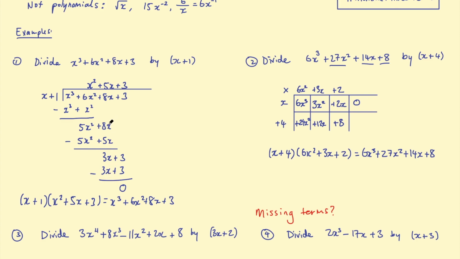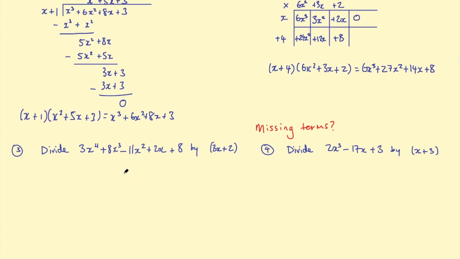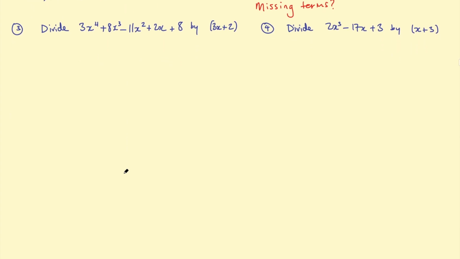Okay, so I'm going to actually continue using the long division method because I think it's easier to use when you get harder problems. The grid method gets a bit more complicated the more difficult the problems get, whereas the long division method stays exactly the same. So I'm going to continue using that for the next few questions.